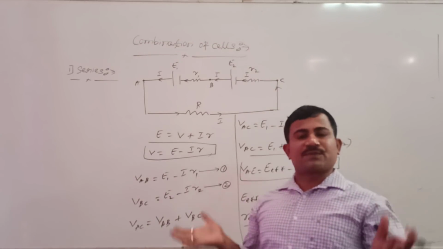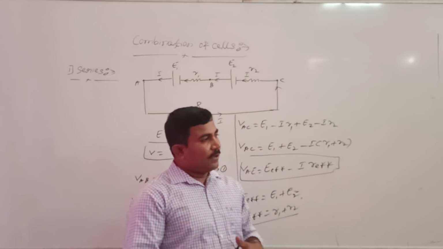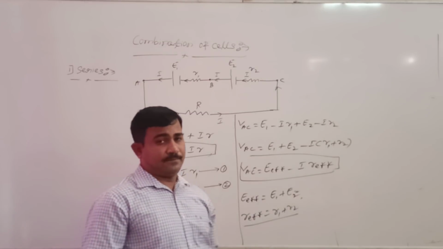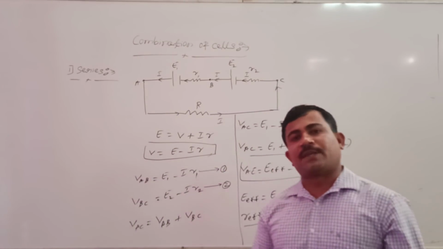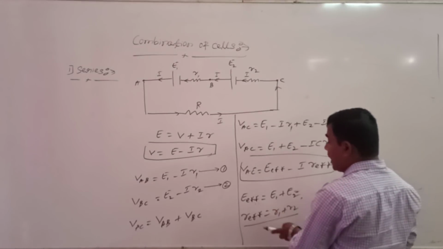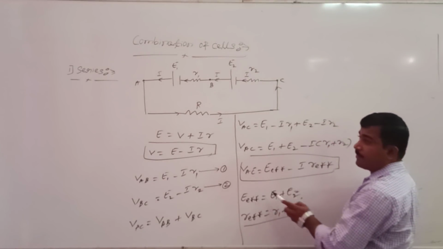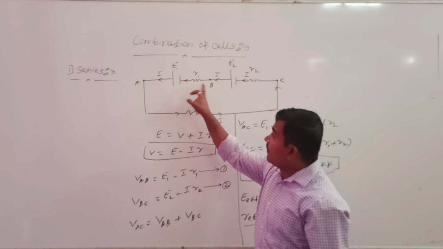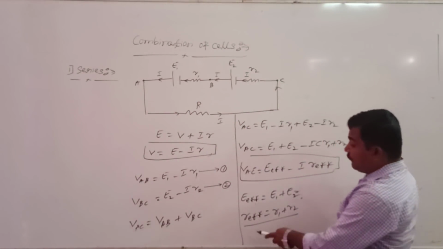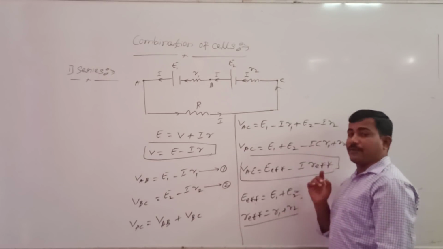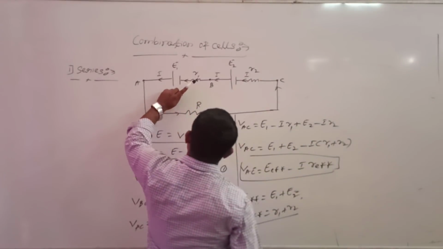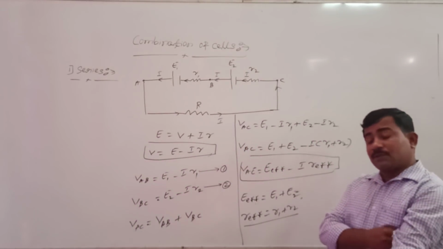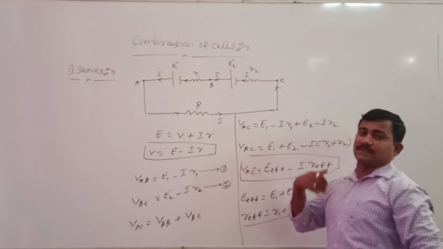Students, from this series combination, what is the conclusion? When a number of cells are connected in series combination, the effective EMF is equal to the sum of EMF across each cell, and the effective internal resistance is equal to the sum of internal resistance across each cell.